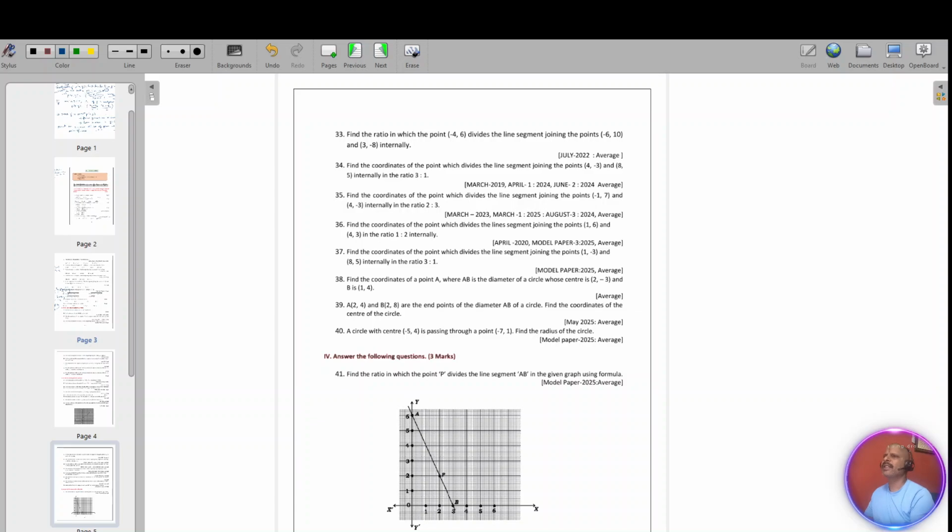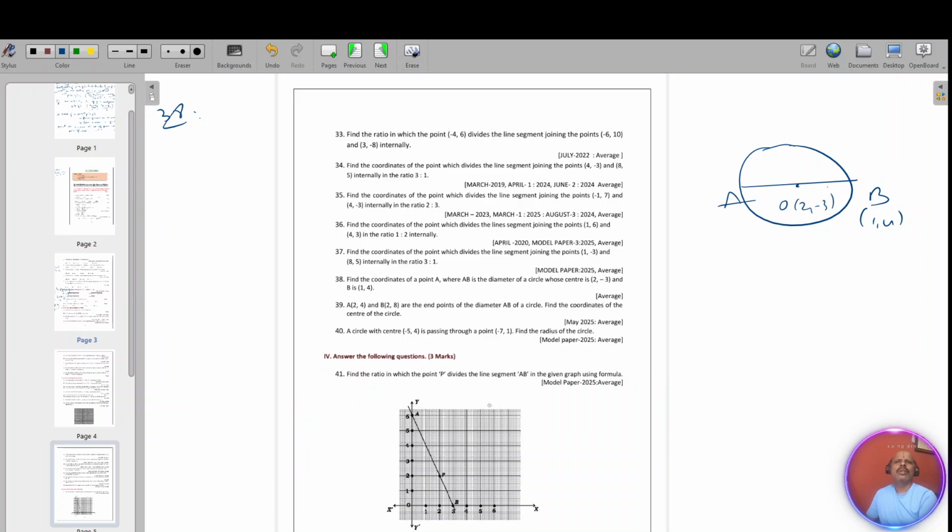Find the coordinates of the point. I'll give you the clue. You can solve it yourself. I'll draw the figure. Find the coordinates of the point A where AB is a diameter. Pardon me for the figure. AB is a diameter, which has center 2, minus 3, and B is 1, 4. So A's coordinates they want.